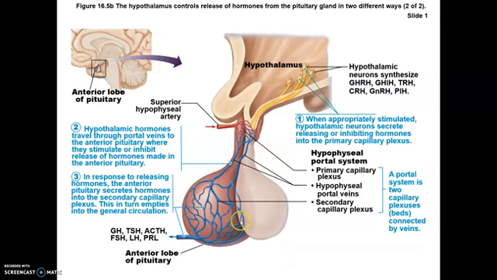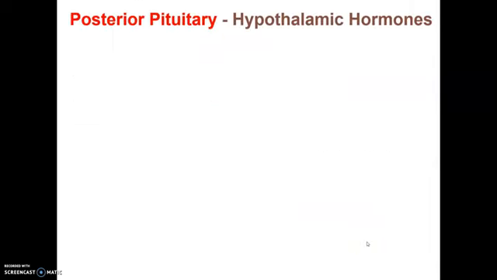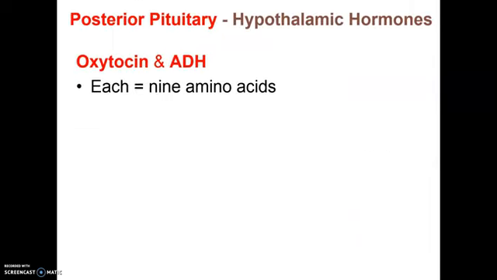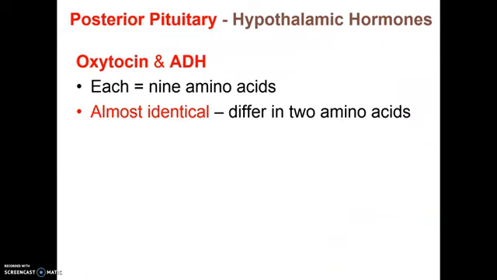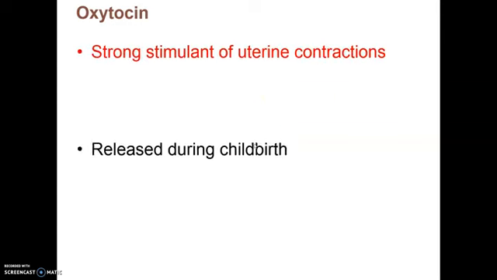So we were on this slide, posterior lobe. We talked about the anterior lobe of the pituitary gland, and now we will talk about the posterior pituitary. The posterior pituitary releases oxytocin and ADH. These are the two hormones which are synthesized by the hypothalamus. They are made up of 9 amino acids and they differ only in 2 amino acids.